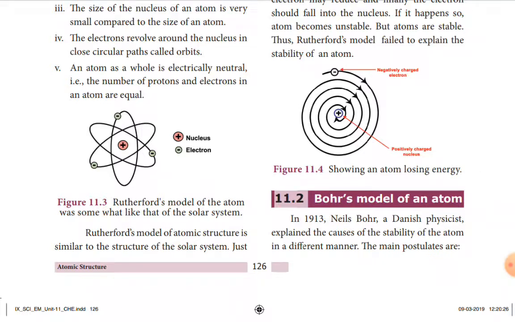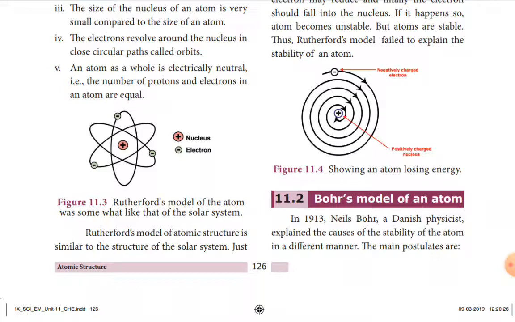Rutherford's model of atomic structure is similar to the structure of the solar system. See how in the solar system the sun is at the center. Planets revolve around the sun in definite circular paths.